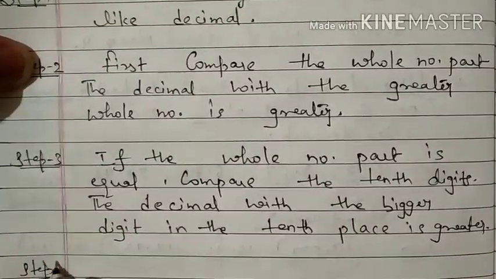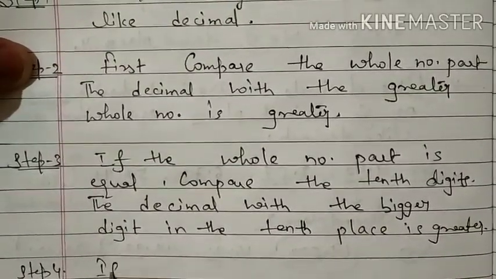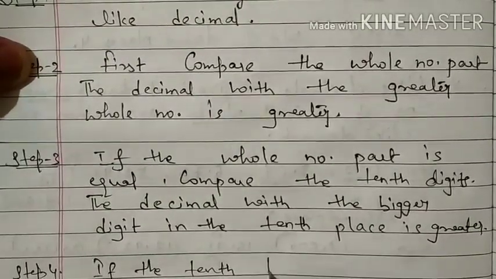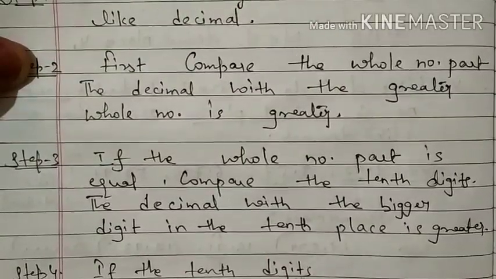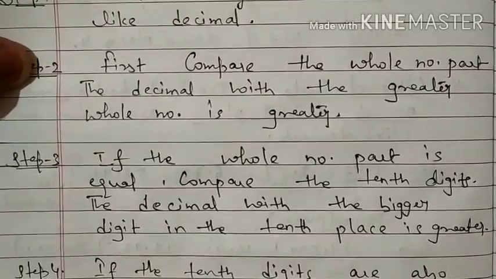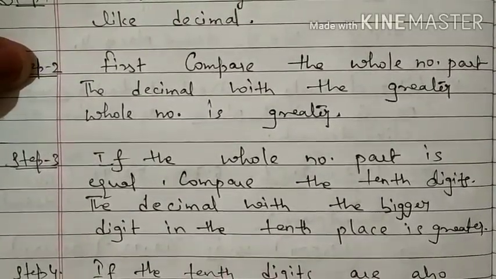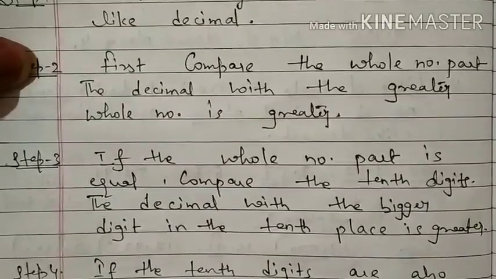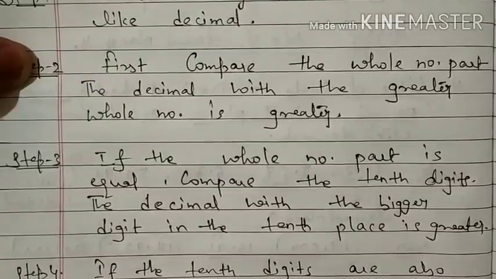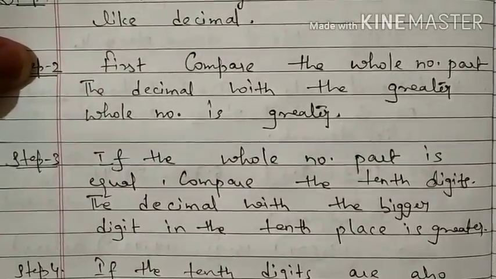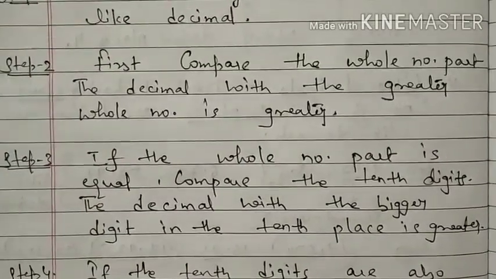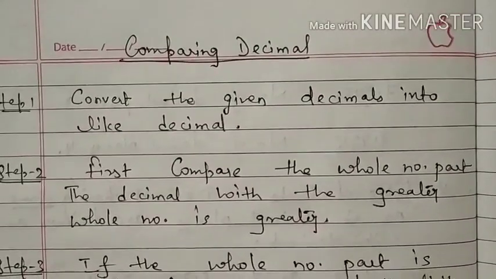Step 4, that is the last step: If the 10th digits are also equal, compare the 100th digit and so on. These were the steps of comparing decimals.